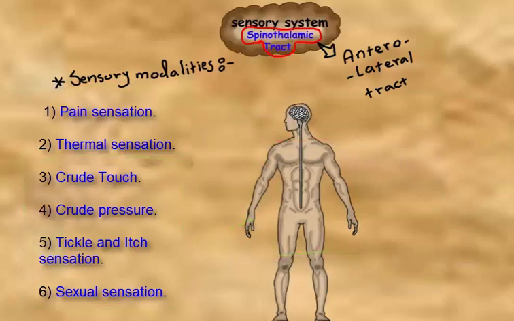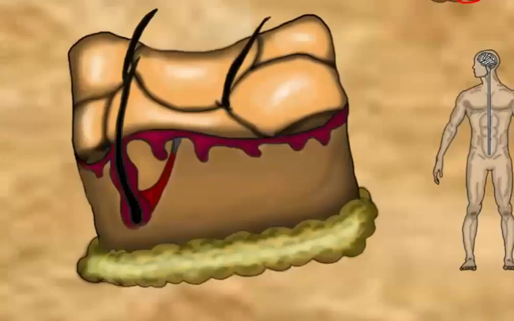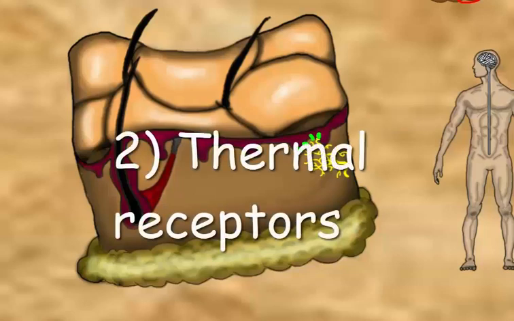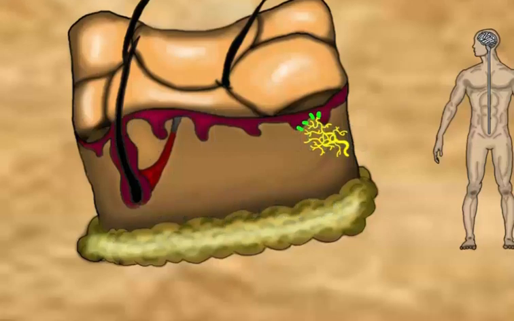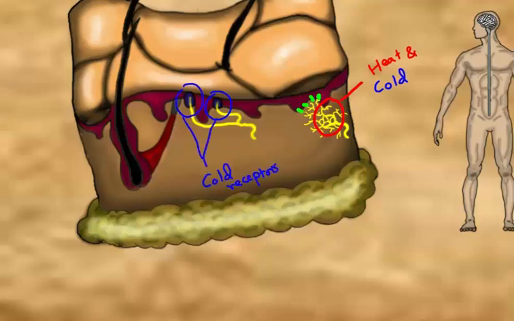Now let's take a look at the receptors responsible for detecting sensations related to the spinothalamic tract. Starting with pain sensation, all pain sensations are detected via free nerve endings. They have their receptors on the cell membrane, and these receptors are called the vanilloid receptors or TRPV1 receptors. Second is the thermal receptors. Heat and cold sensations are both transmitted by the free nerve endings. Some encapsulated cold receptors have been identified lately.